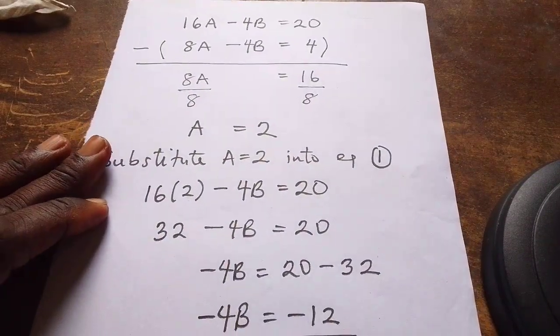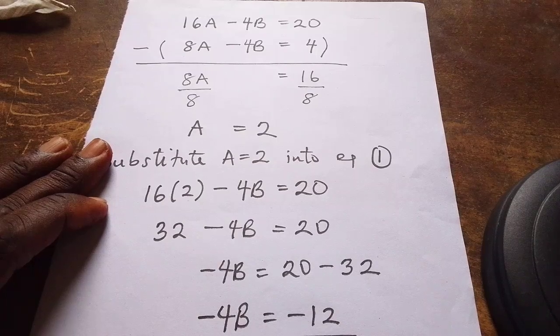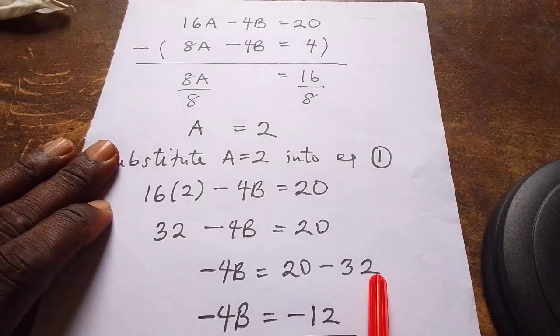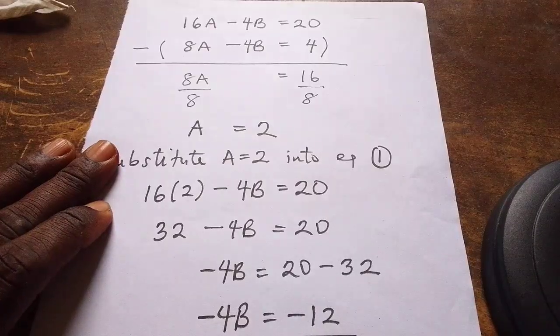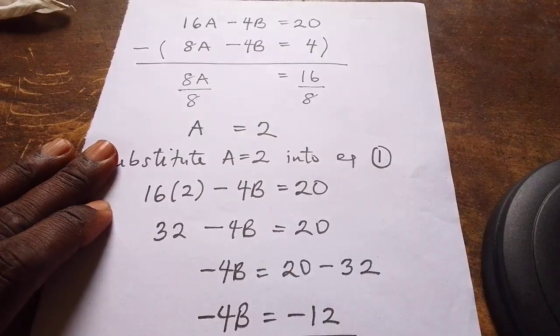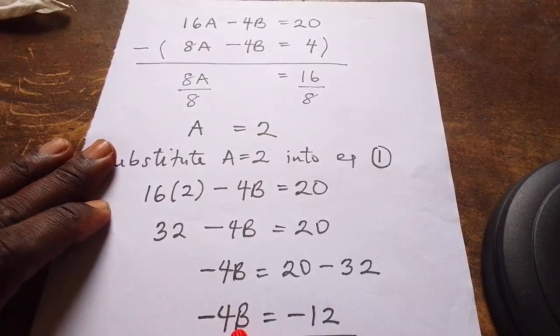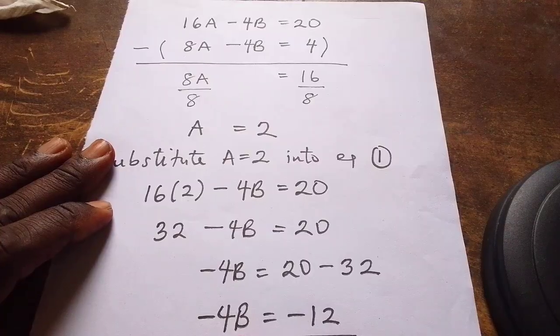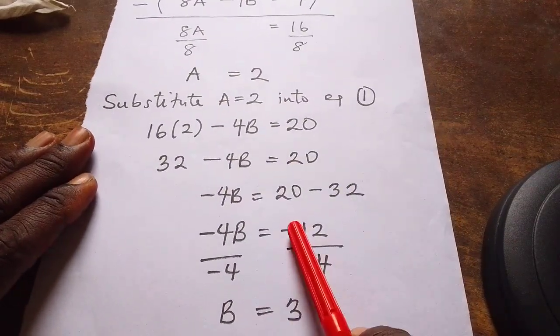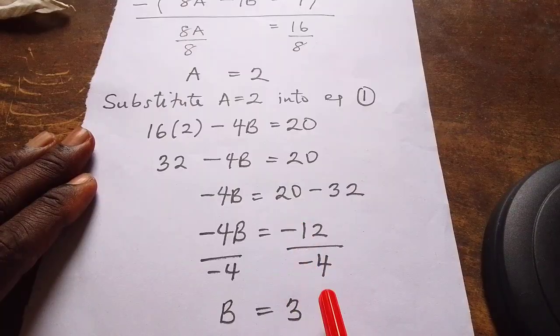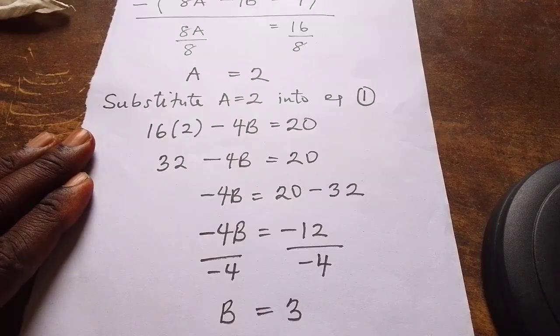So minus 4b will now be equal to 20 minus 32, which gives me minus 12. So minus 4b is equal to minus 12. To get b, divide by the coefficient of b. So divide both sides by minus 4. Minus divided by minus is plus. 12 divided by 4 is 3. So the value for my a is 2 and the value for my b is 3.